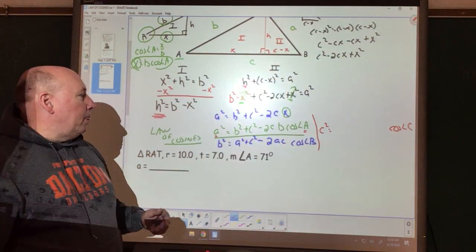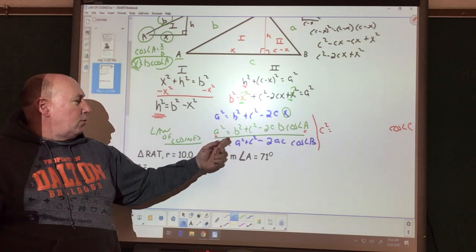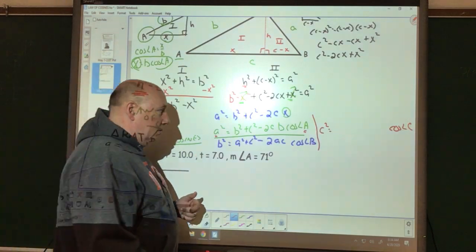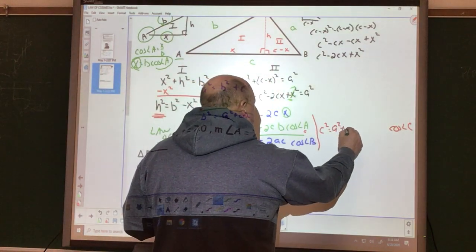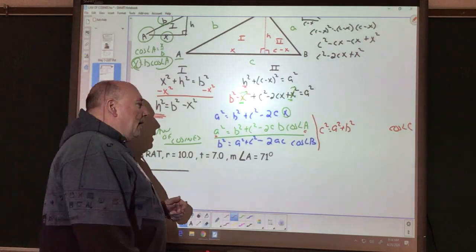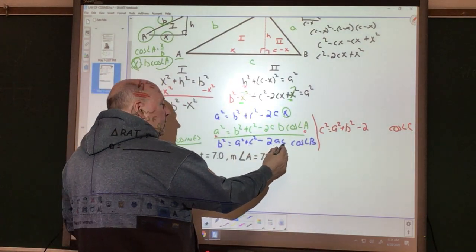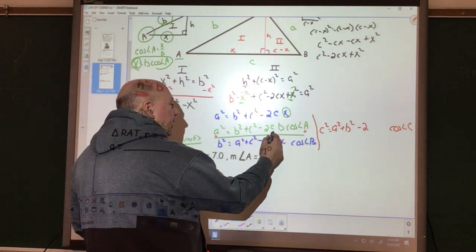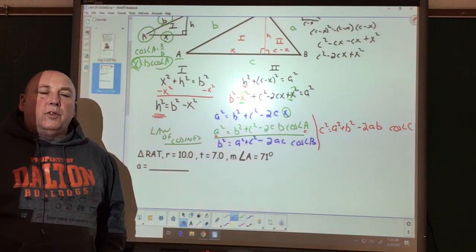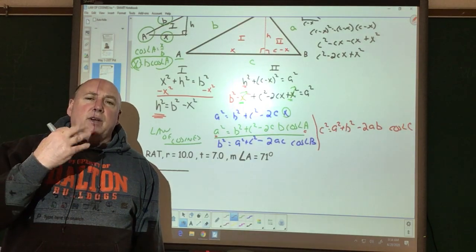Cosine of angle C. My other two sides being squared, I have a squared equals b squared plus c squared. B squared equals a squared plus c squared. So c squared has to equal a squared plus b squared. The other two sides squared added together minus 2. And then this was a squared and c squared. This is ac. B squared, c squared, b and c. So I have a and b. So there is our third law of cosines equation. Once again, every triangle has three of them.